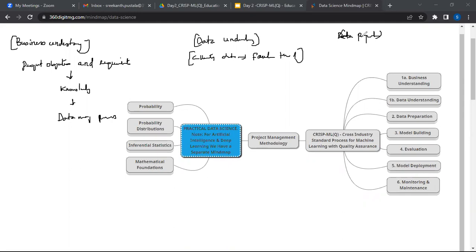Some techniques have specific requirements on the form of data. So the model that we are going to use should suit the data that we are going to have.